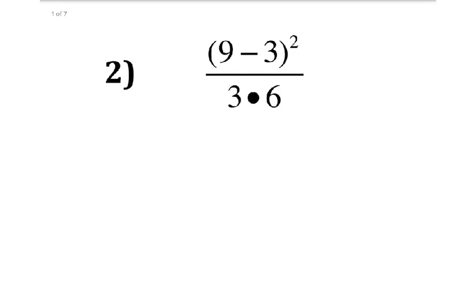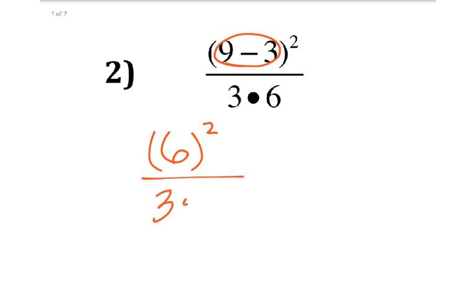Okay, the next problem on the warm-up is 9 minus 3 on the top of our fraction. It's in parentheses, and so that's going to indicate that it's going to go first. So 9 minus 3 is 6, and it's still in parentheses because we're going to take all of that to the second power. Sometimes parentheses are in a place where they don't really matter, and sometimes they do, as we saw in the last problem. This one, it doesn't matter because 6 times 6, it's going to be the same with or without parentheses. And then divided by 3 times 6.